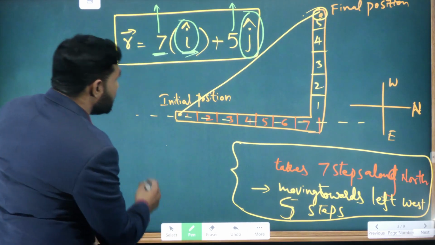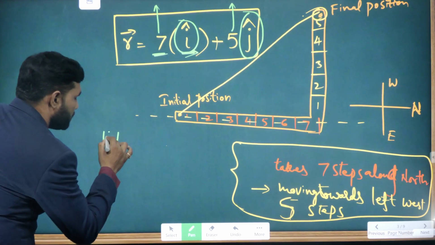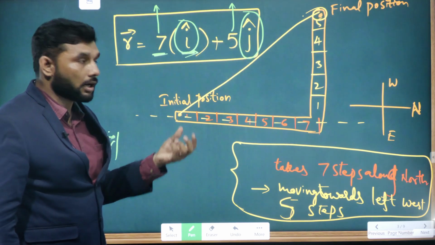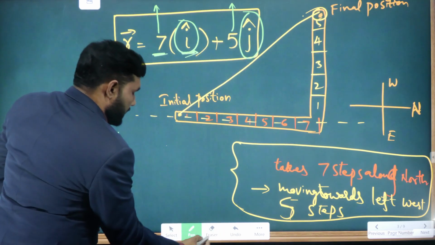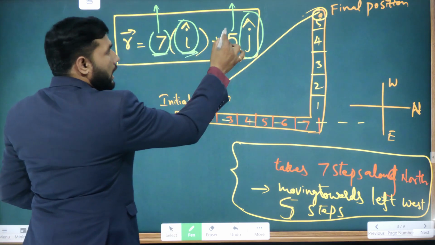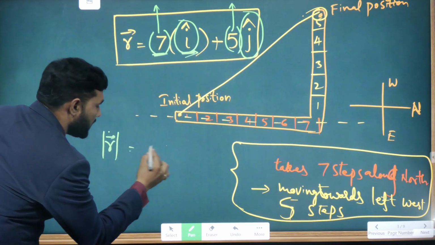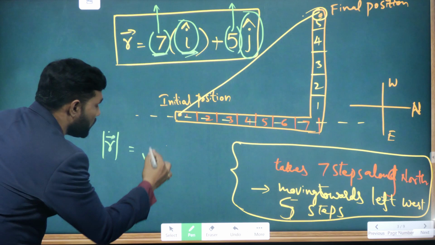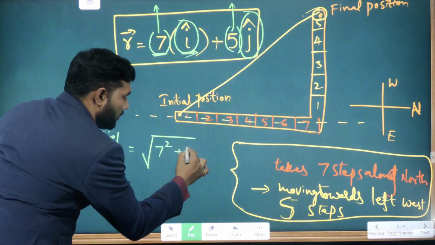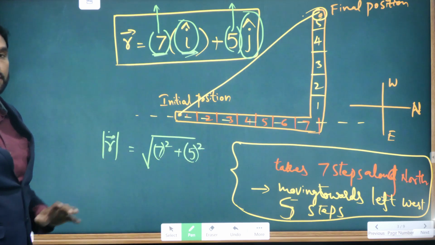Now coming to the magnitude. What do you mean by the magnitude of that position vector? The magnitude depends on how many steps he has taken along the x-axis and how many along the y-axis. Overall, the magnitude is the square root of 7 square plus 5 square. That gives us the magnitude of that position vector.